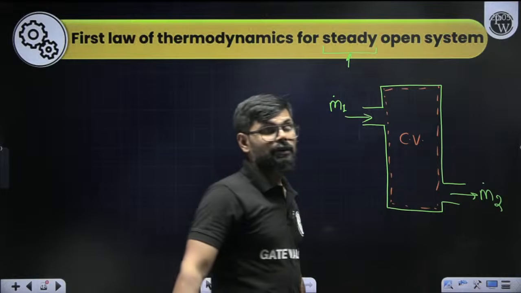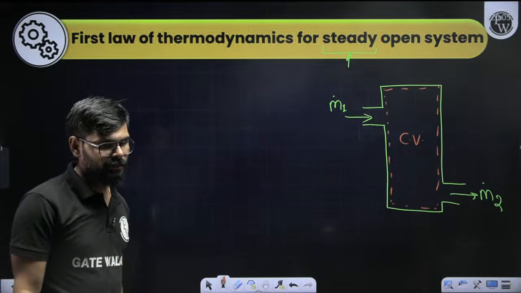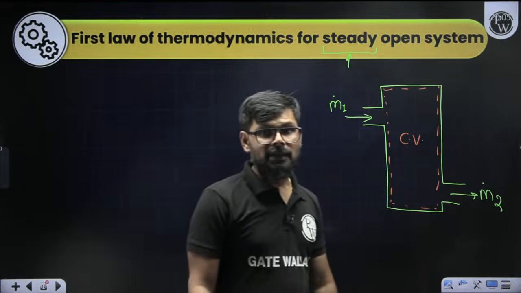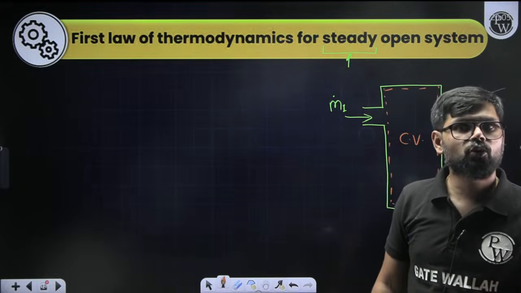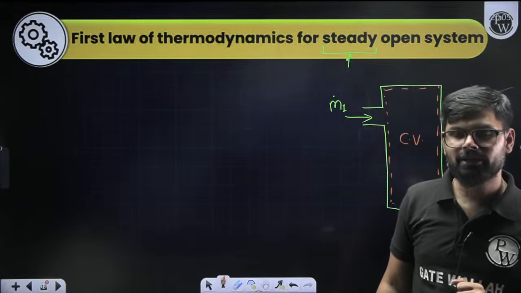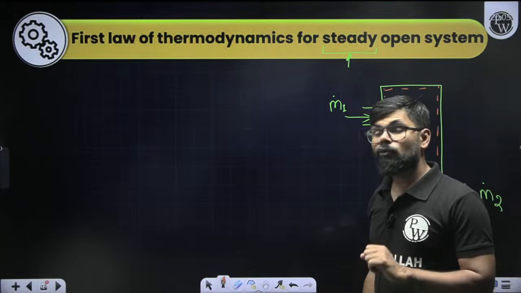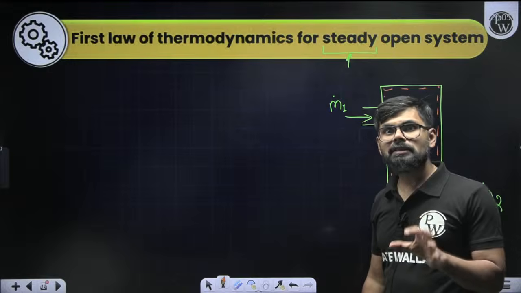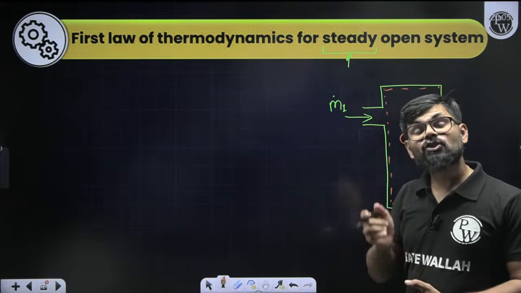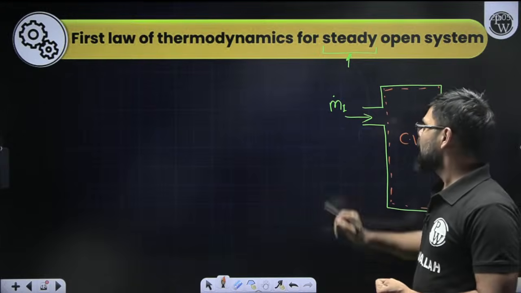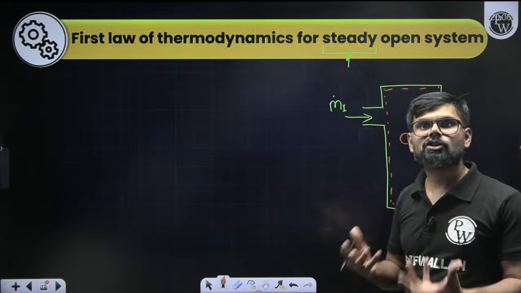Now please try to understand one very interesting fact regarding steady flow. Steady flow says that the properties of the system, meaning the control volume, should not change with respect to time. Mass itself is a property, so the mass of the control volume should not change, and that is only possible when m1 dot is exactly equal to m2 dot.